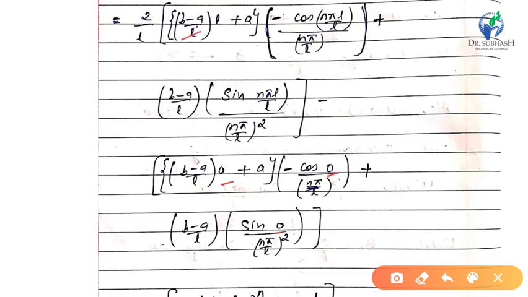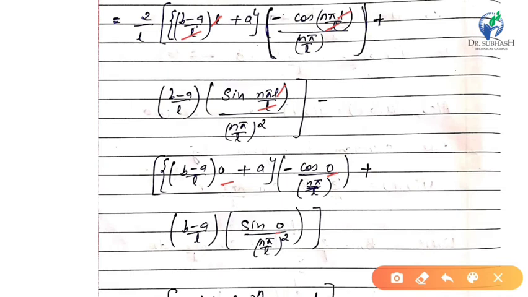Here this L will get cancelled in the next step. Here in the cos term, L will get cancelled. So cos n pi will be minus 1 raised to n. Similarly, in the next step here in sin, L will get cancelled. So sin n pi will be equal to 0. So this whole term will be equal to 0.